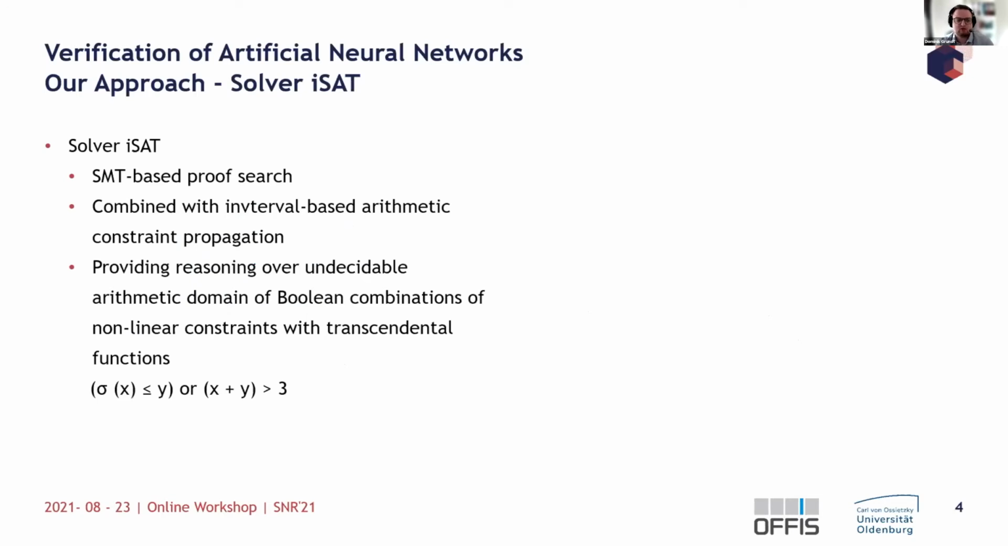On the first side, we want to use the solver iSAT, which is an SMT-based proof search solver. It combines interval constraint arithmetic and constraint propagation, and thus we can do reasoning about Boolean combinations of nonlinear constraints, also including transcendental functions. For example, we have constraints like sigmoid of x is less or equal than y, or x plus y is greater than 3.